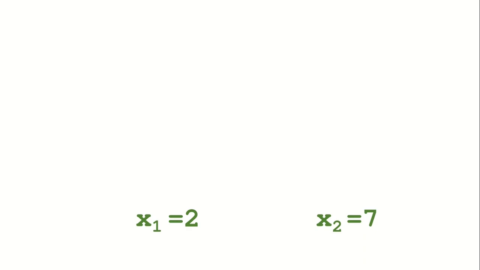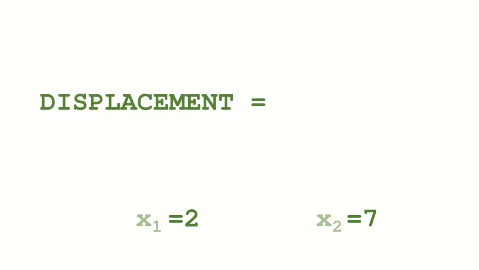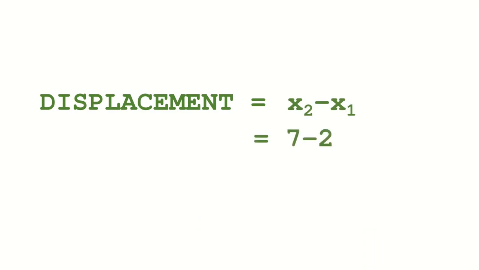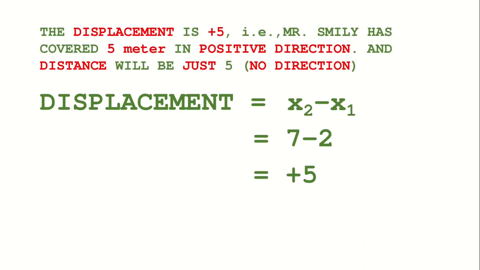As the definition of displacement is the final position minus the initial position, substituting the respective values of initial and final position, we get plus 5. The displacement is plus 5. That is, Mr. Smiley has covered 5 meters in the positive direction, and the distance will be just 5, no direction. Remember, strictly, the displacement depends only on the initial and final positions and not on what happens in between.